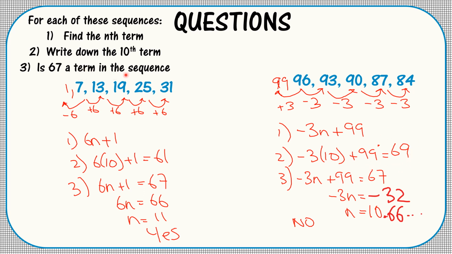Is 67 a term in the sequence? You lay out as we have done previously. Minus 3n plus 99 equals 67. You take this 99 to the other side. So 67 minus 99 equals minus 32. So minus 3n equals minus 32. You divide both sides by minus 3. And that gives n equals 10.66 recurring. Because this is not a whole number, it means that 67 is not a term in this sequence.